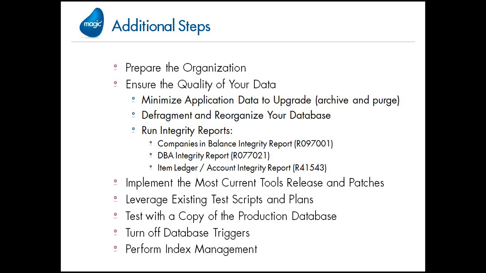And so this leads us to the question: what are the additional steps that we need to pursue? Well, you need to prepare your organization, ensure the quality of your data, minimize application data that needs to be upgraded by archiving and purging, as we suggested, defragging, reorganizing that database, running those integrity reports, such as the company's imbalance integrity report, the DBA integrity report, and the item ledger account integrity report.